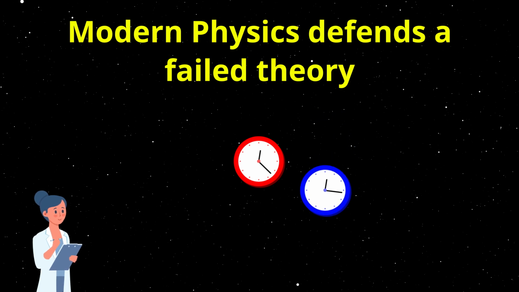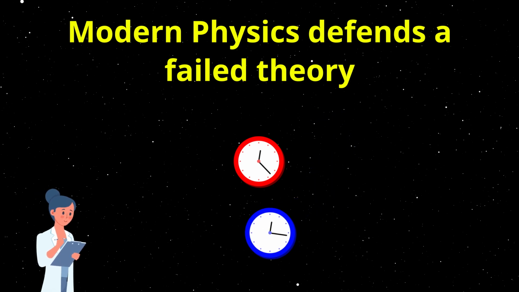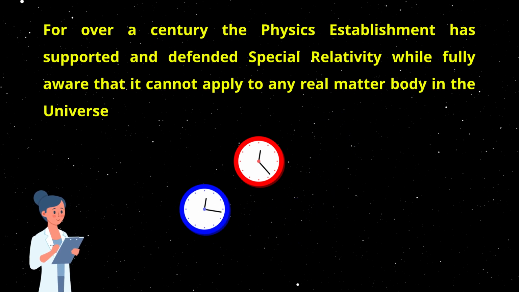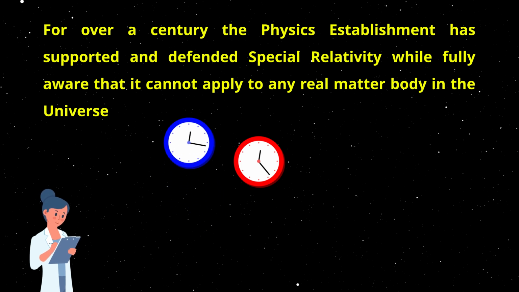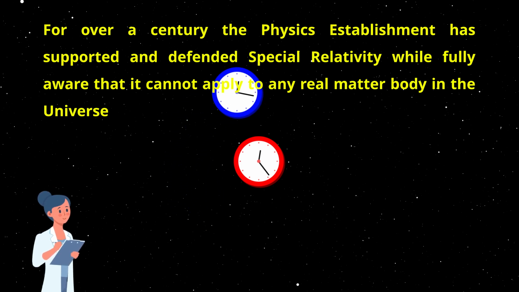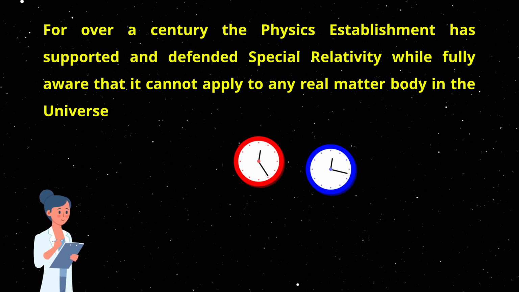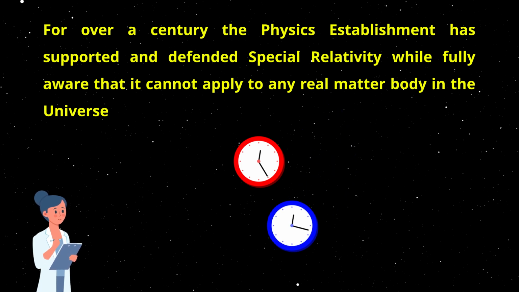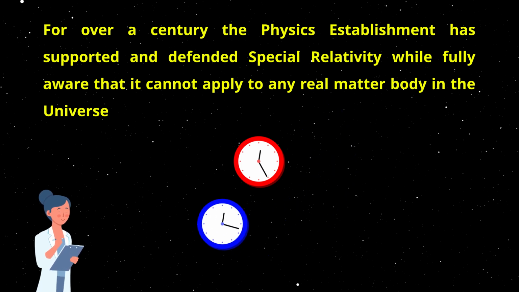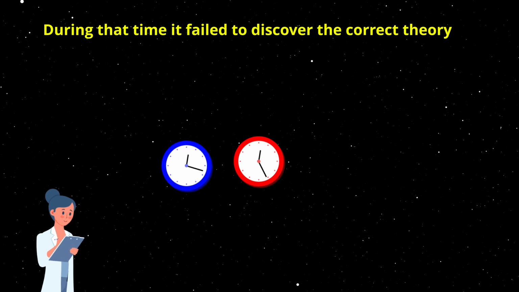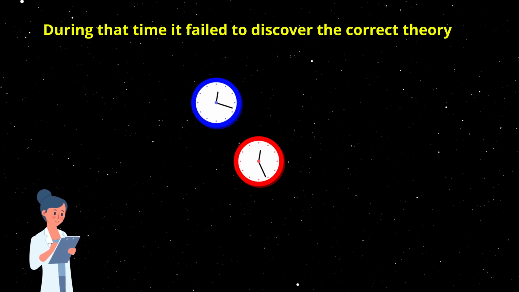Modern physics defends a failed theory. For over a century, the physics establishment has supported and defended special relativity while fully aware that it cannot apply to any real matter body in the universe. During that time, it failed to discover the correct theory.